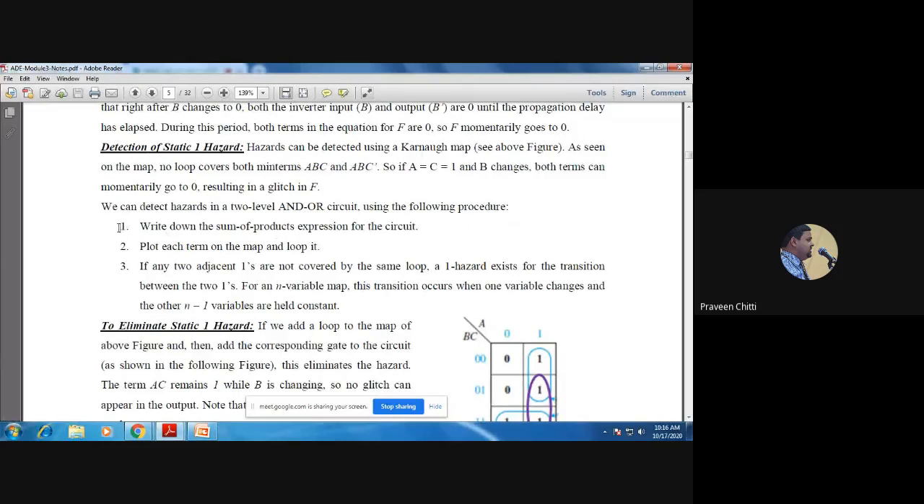What is the first step? You need to write down the sum of products expression for the circuit. Use the K-map to get the simplified expression. Then you have to plot each term on the map. Then comes a very important step: if any two adjacent ones are not covered by the same loop, a static 1 hazard exists for the transition between the two inputs. What is the meaning of this? This is very important to detect the static 1 hazard.